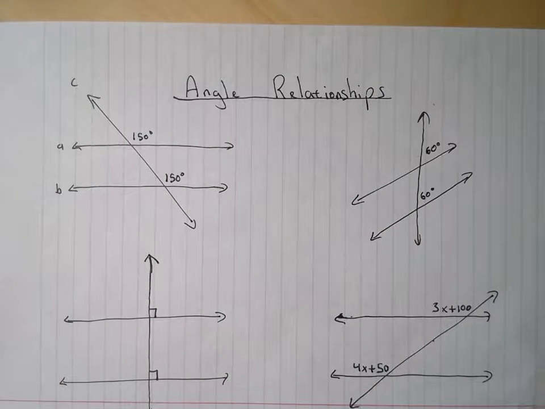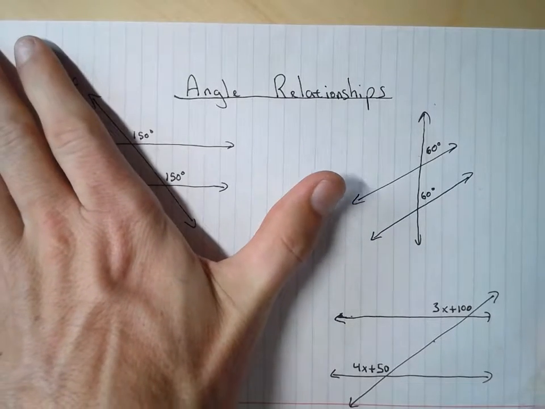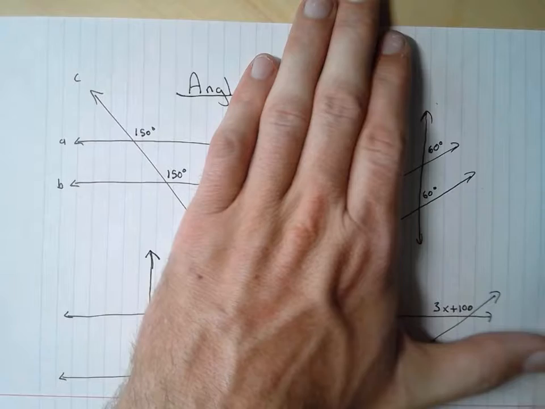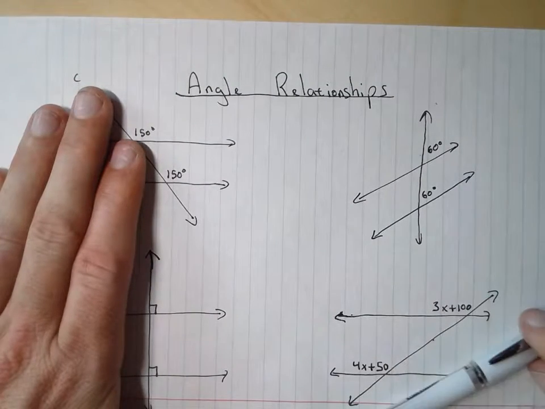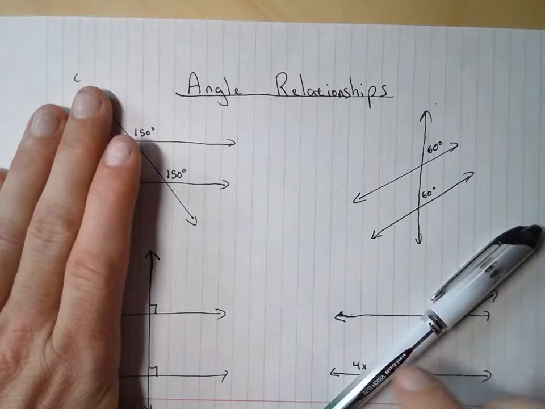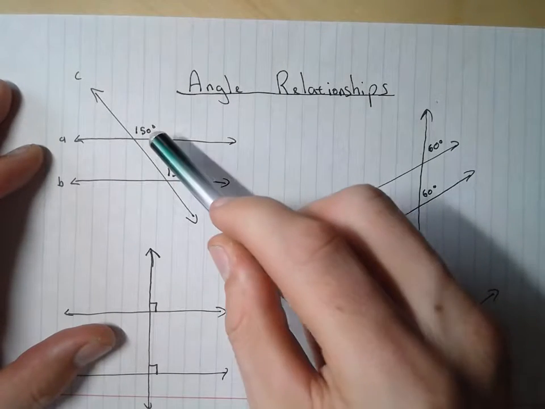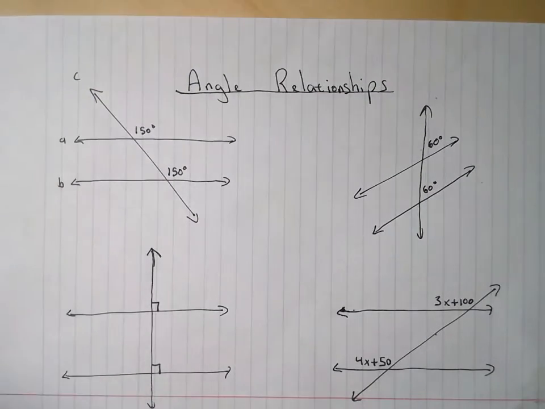in a different spot. So I want you to notice that the angles are still on the same side of the transversal line, the intersecting line, but this time one angle is inside the parallel lines and one angle is outside the parallel lines. These are called corresponding angles because they're in the same location.